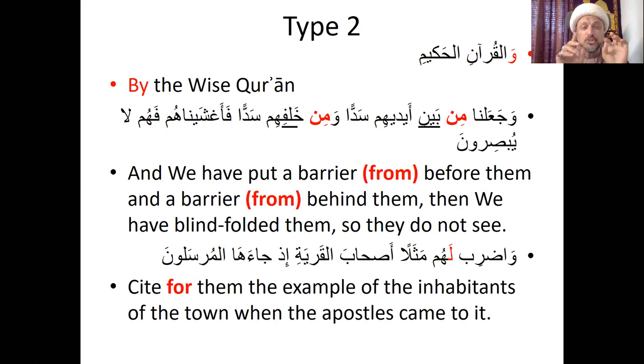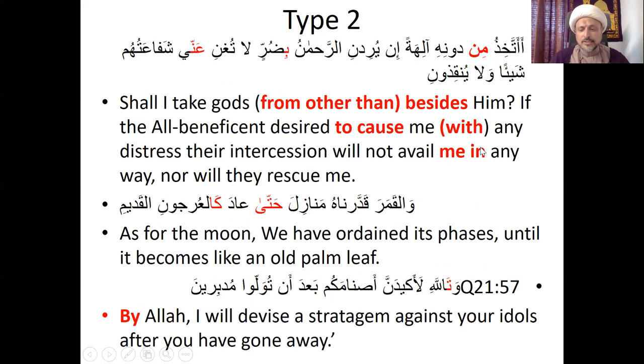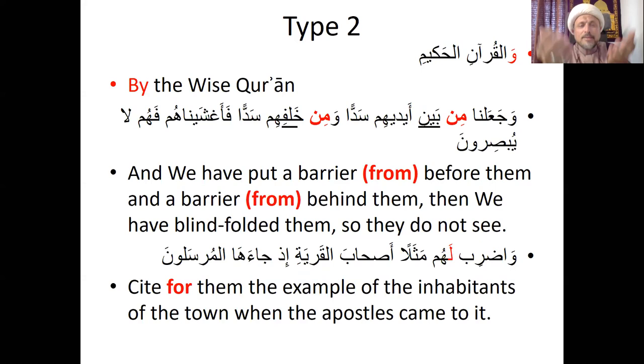Just note the ones which I did not mention. So this is like min bayni aydihim, from before them, from in front of them, from behind them. But in translation, they don't do it like that. It would look ugly in translation. But I just kept it in brackets to let you know that initially it's from before them, from behind them. But nobody uses this kind of language, so that's why I kept it in brackets. So a barrier before them and behind them, min bayni aydihim wa min khalfihim.